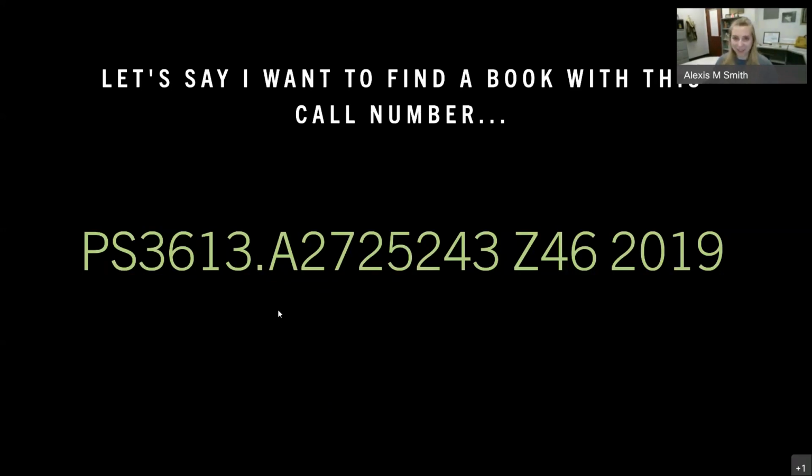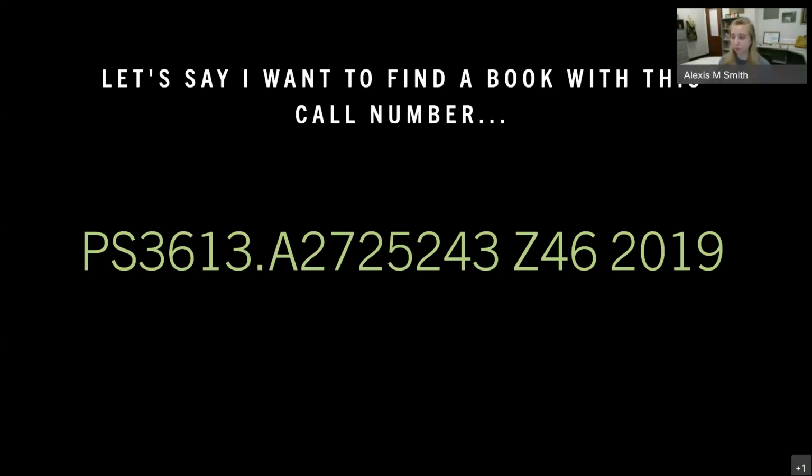So I have to break this up first, right? That's my first step. This whole long line is not how it's going to be presented on the book itself. So I have to take what I know. Letters come first. They're first on the line. So PS 3613. Then there's a period. There's no space this time in between the period and the number, but there's a period. And I know that distinguishes a third line.